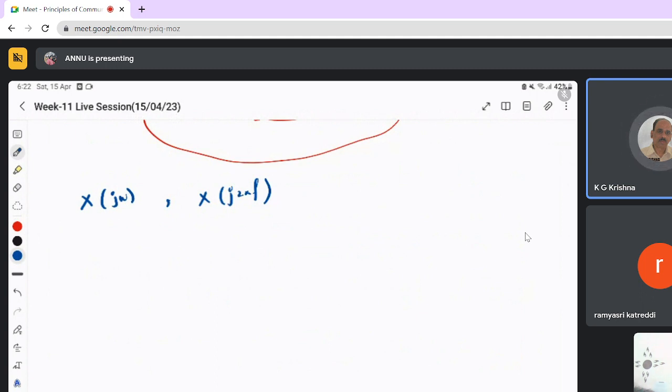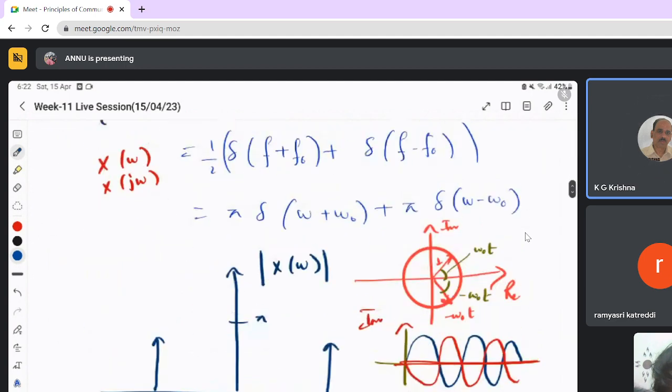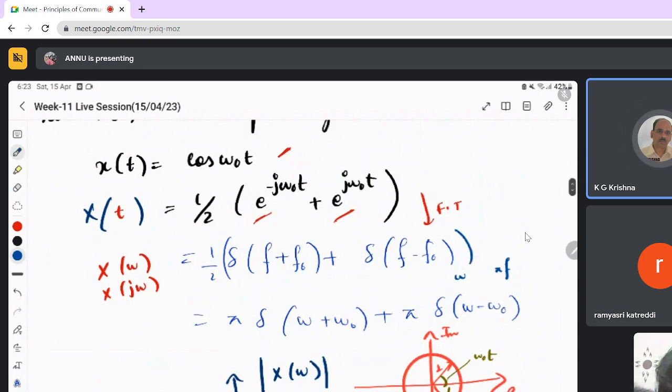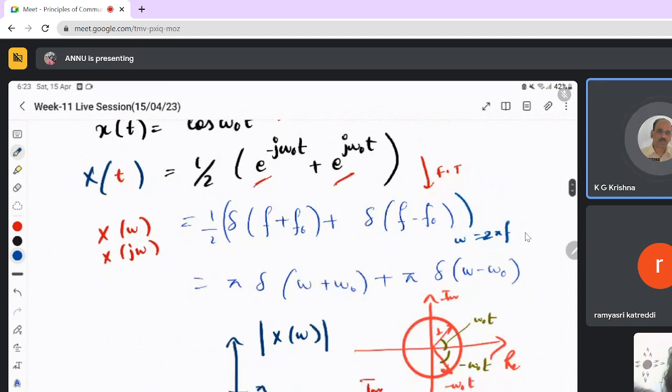Just to show me one transformation above, can you scroll? Just now I saw that, for example delta of f plus f0. Below you convert it to the omega domain, right? Because omega equals 2πf, or f equals omega by 2π. When you substitute f as omega by 2π, 2π comes in the denominator. No, no, f is equal to, what is omega?